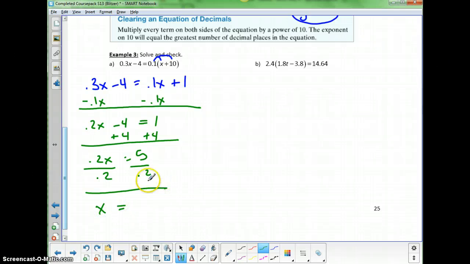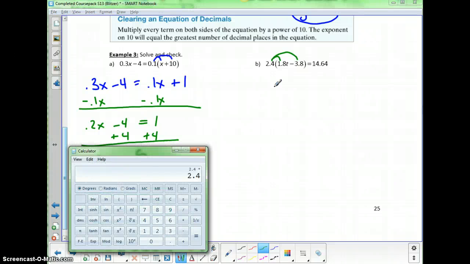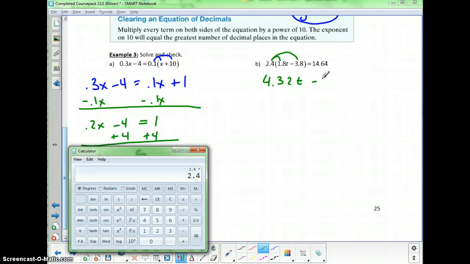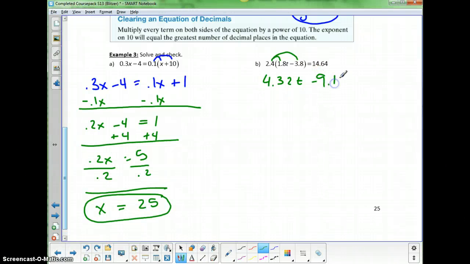x equals 25. Okay. Now the next one, very similar. We could start by distributing. Alright, so let's distribute 2.4 times 1.8. 2.4 times 1.8, 4.32t minus 2.4 times 3.8, 9.12, equals 14.64.